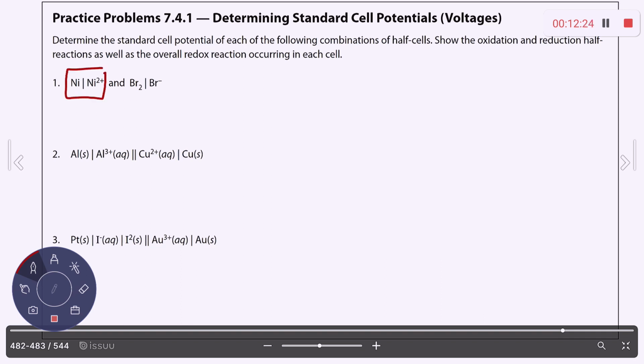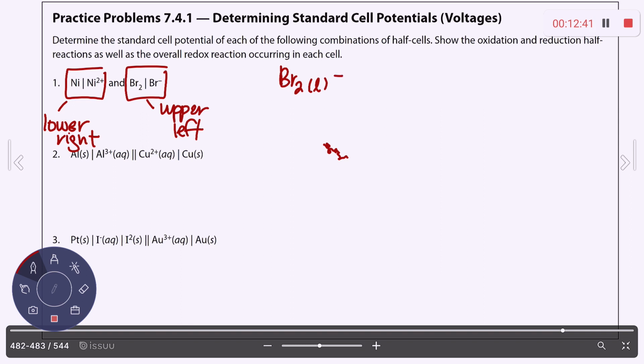This is on the lower right. This one is up above there, so upper left. So that means we're going to take the Br2 plus 2 electrons. We're taking that half reaction, writing it as it is. And here they want us to calculate the standard cell potential. That means you need to write the voltage down. This is positive 26 volts.